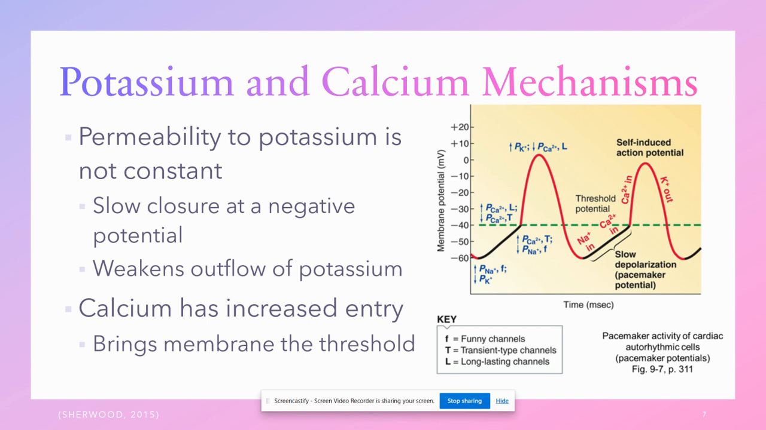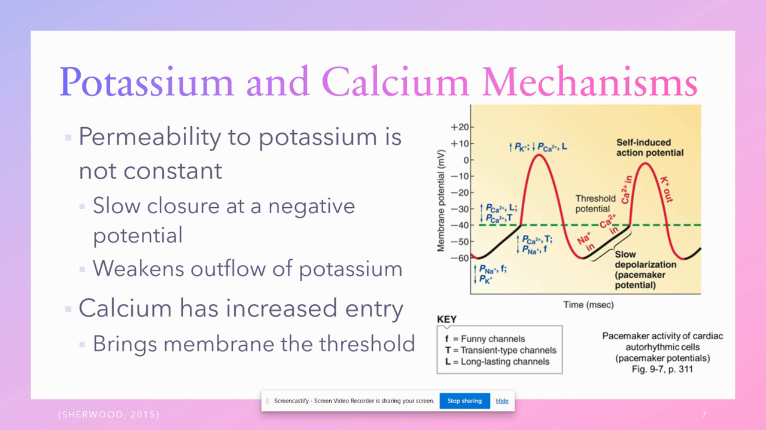This slow closure is going to weaken the outflow of potassium down the ion's concentration gradient, and the slow decline in the potassium outflow occurs at the same time as the slow inward leak of sodium through our funny channels that we just talked about on the last slide. Calcium has an increased entry to the cell, so our funny channels close and transient calcium channels open before the membrane will reach the threshold.